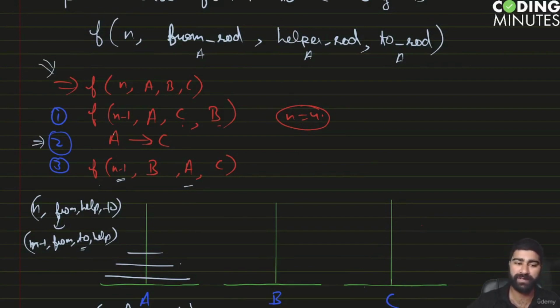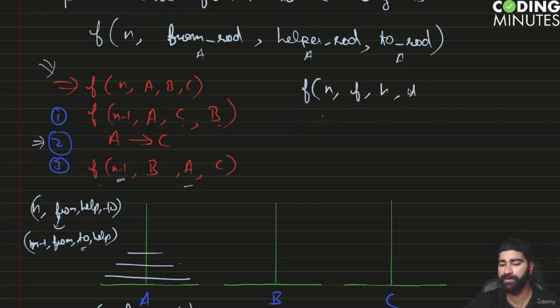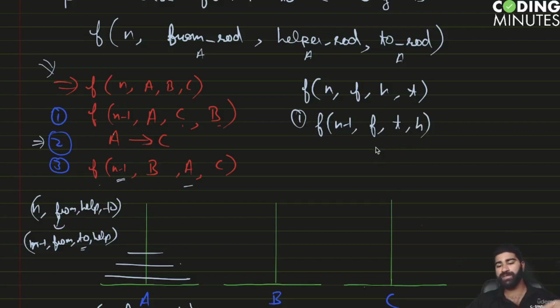NABC. But if I want to generalize it, how can I generalize it? I will simply say FN from helper to, we want to move this. So firstly you move n minus 1 from here only, to the helper rod, right? So if this happens, then in the second step you perform this, which is from to, right? That means because we have moved n minus 1 disks, there's only one disk left on the from rod. I'm moving this one disk from rod to rod.